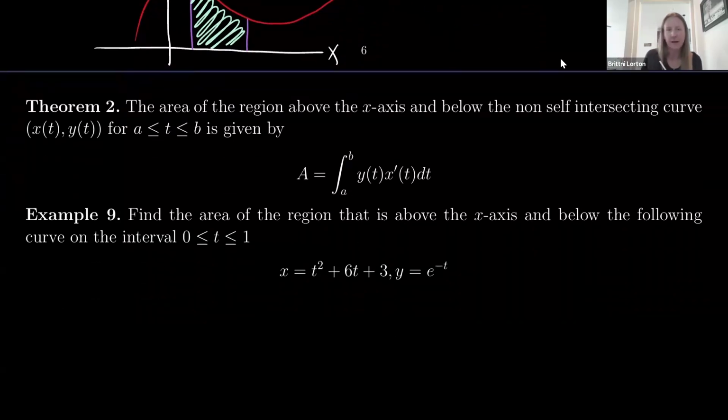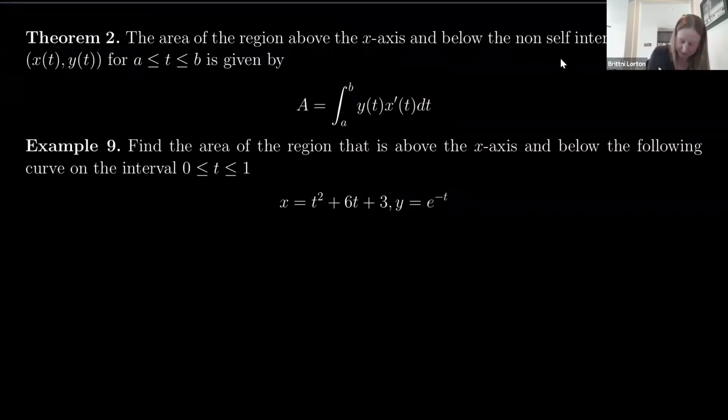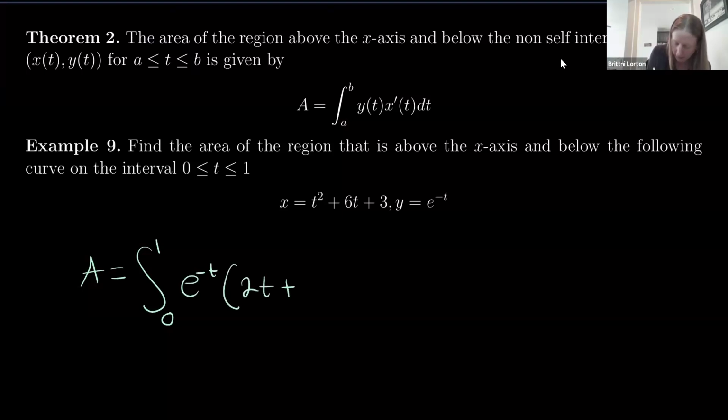Let's plug and chug. Find the area of the region of this that is above the x-axis and below the following curve, where x is t squared plus 6t plus 3, y is e to the negative t, and t goes from 0 to 1. So we have a formula. We get to plug and chug. So the area is the integral where t goes from 0 to 1 of y times x prime dt.